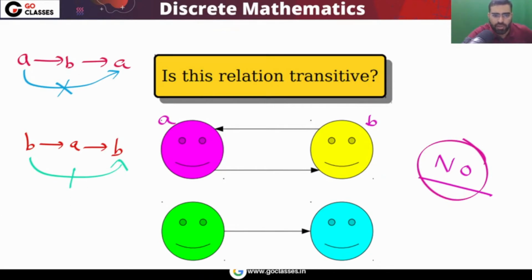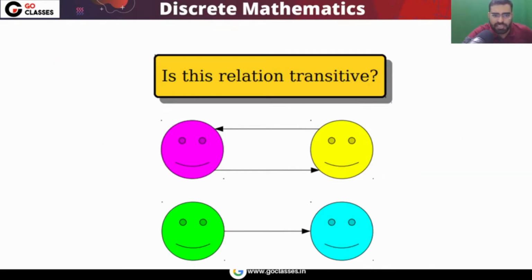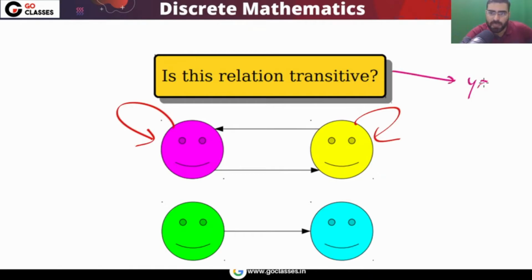So now, if you want to make it transitive, you can do it like this: you put this arrow here. Now this is going to be transitive. A very important thing I am telling you: what is the graph?